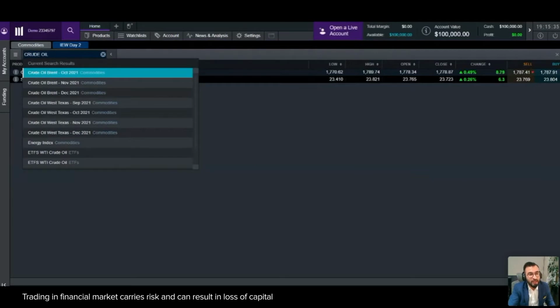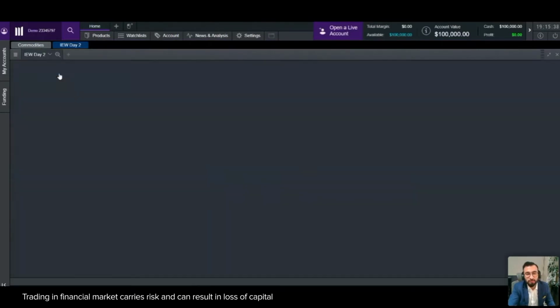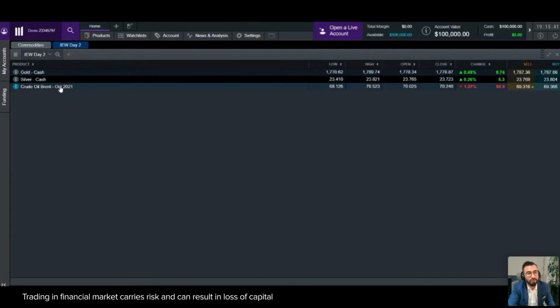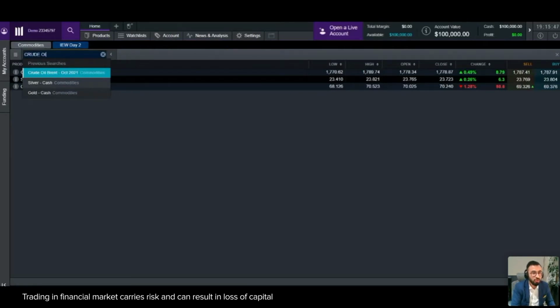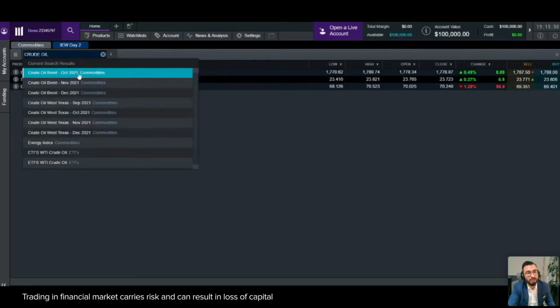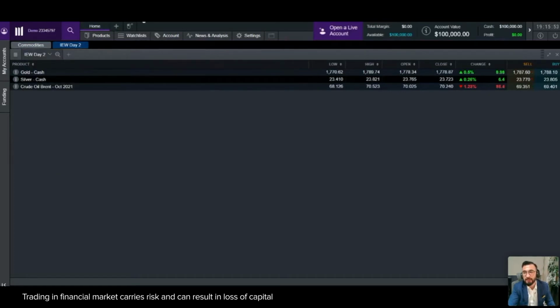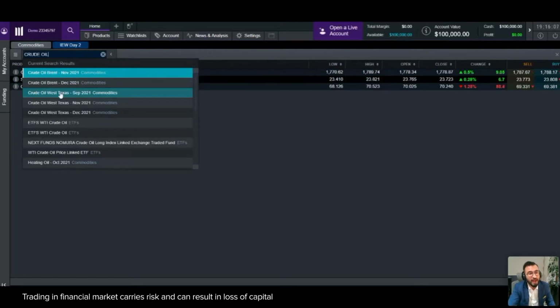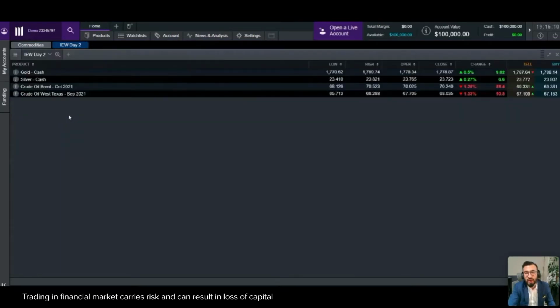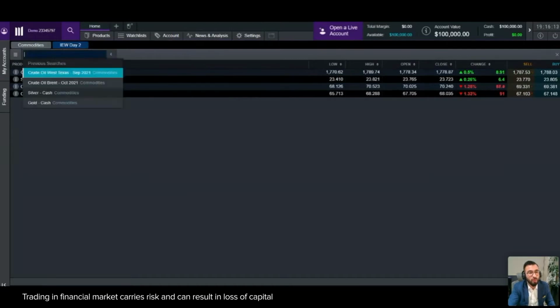Write crude oil, and you will see the first option, crude oil Brent October 2021. You have to add that in your watch list. So once you have added that, you will have oil in your watch list also. Go ahead, again, click on the plus sign which says add a product right here. Type again crude oil, and this time you will add West Texas.